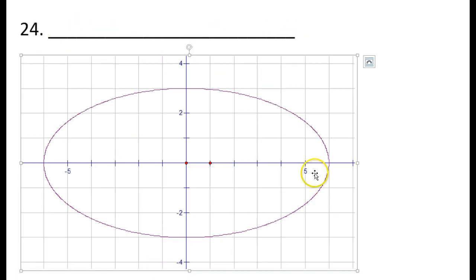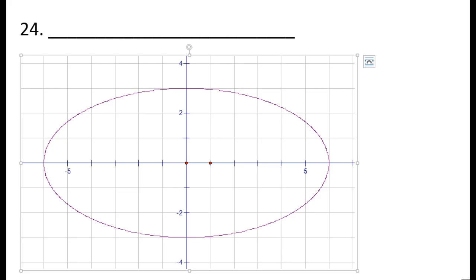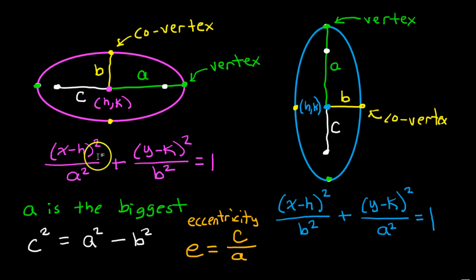We can see that number 24 is an ellipse. Now the standard form equations of an ellipse look like these. It's going to depend on whether or not it's a horizontally stretched ellipse like this one, a horizontal major axis, or if it's a vertical ellipse like this one. So what did we have again? This is a horizontal ellipse. The major axis is horizontal. So that means we're going to use this version of the equation.